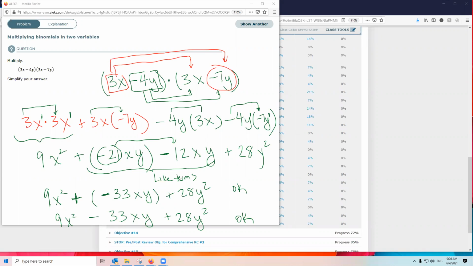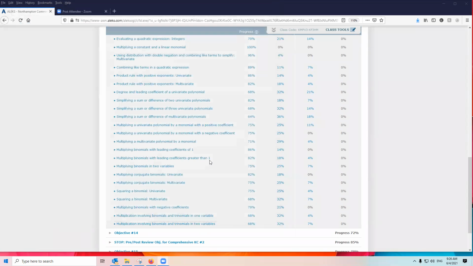All right, so again, this is a multiplication. The reason they call it a binomial is this first parenthesis has 2 terms to it. So when you have 2 terms like that, they call it a binomial. All right, let's do a few more examples.